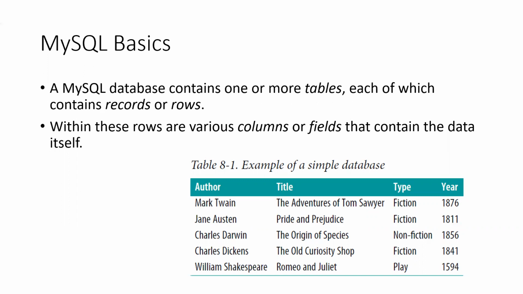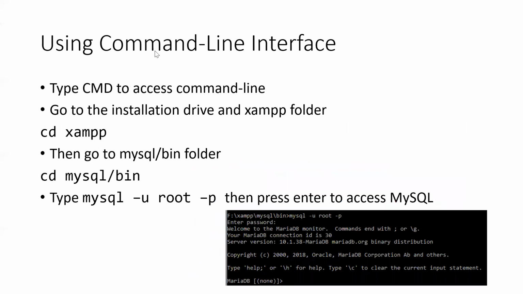Now for example, in this example we will see we have details about the books. Yes, we have author details, titles, type, and year. That information is there, right? Now if you want to have something like this, there are many ways that you can actually create it.